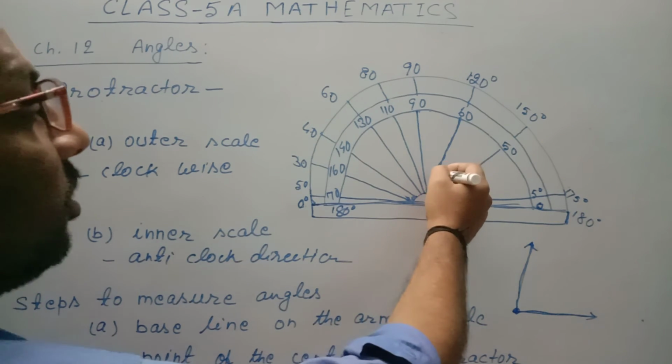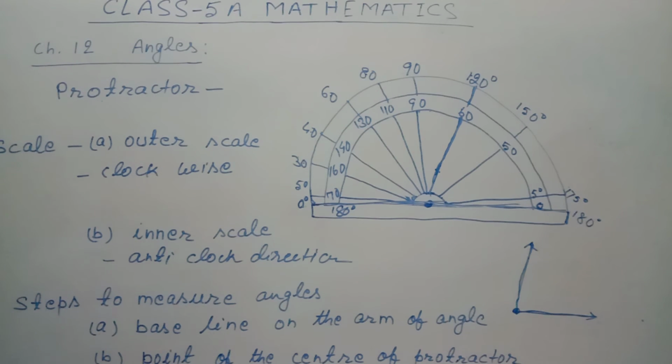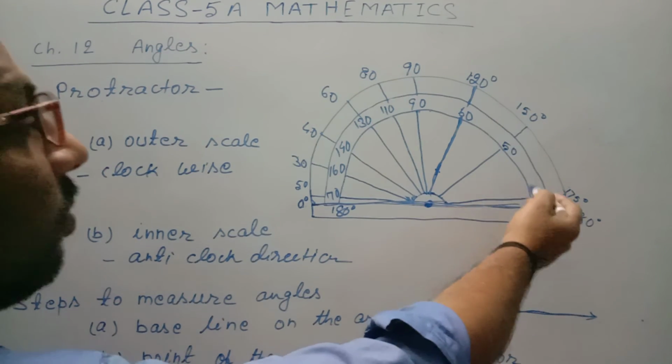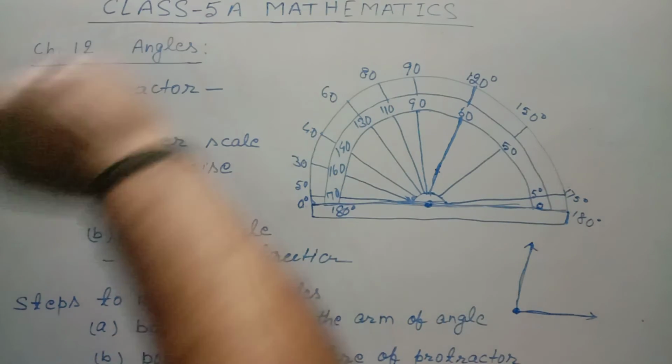Now suppose it is crossing these two, 60 and 120. Again you have confusion: what is the measurement of this angle, 60 or 120? Here you have confusion about which scale to use to measure this angle, the inner scale or the outer scale.